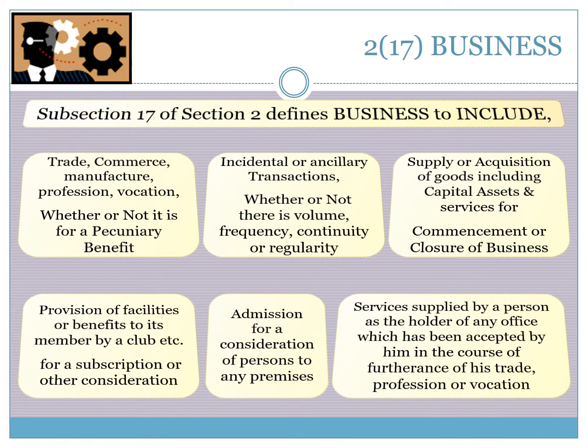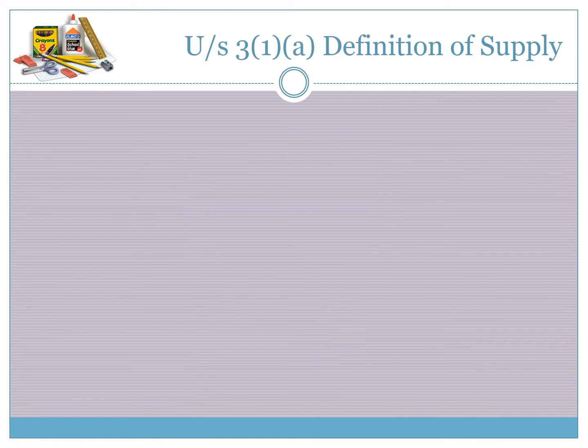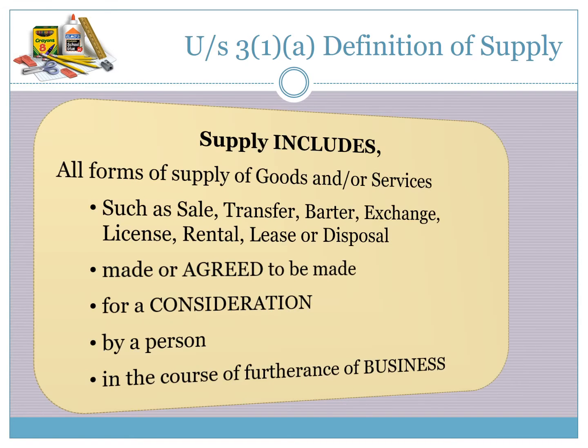We can note that the definition is wide enough to include various activities like charitable activities, closure of business, admission to premises, etc. As it is an inclusive definition, the interpretation of the term business can be much wider than what has been listed above. Let us now come to the definition of supply as given under Section 3 of Model GST. The government has given us an inclusive definition of supply also. So, the meaning of the term may be much broader than what we will discuss in the next few minutes.